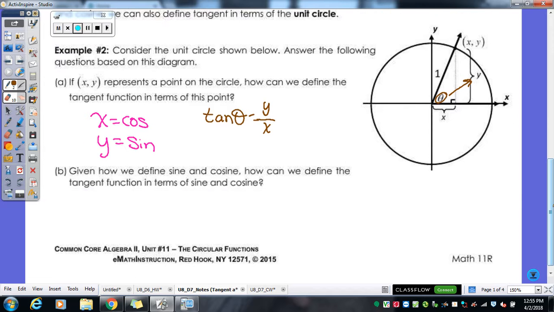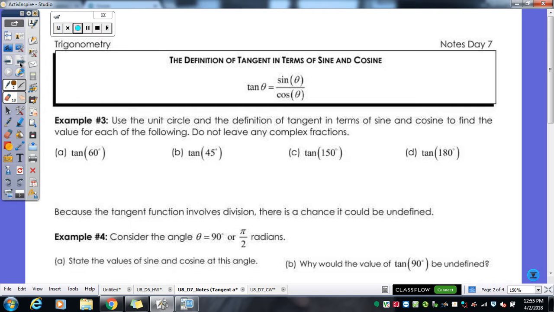Now if we plug in our sine and our cosine values, sine is our y, cosine is our x, so tangent is the same as sine over cosine. We can use y over x if you know the coordinate points off the unit circle, or if you know your sine and cosine values, you would just put sine over cosine, and that's how you would get your tangent. So there's our definition: tangent theta equals sine over cosine.